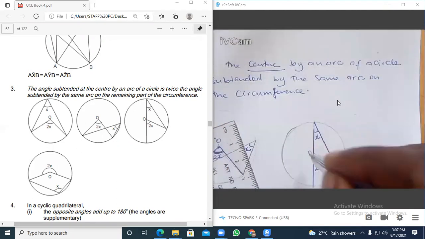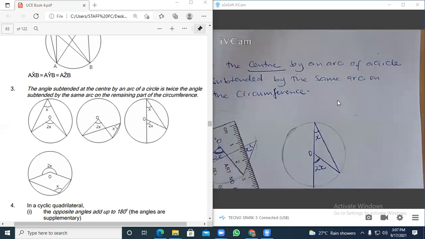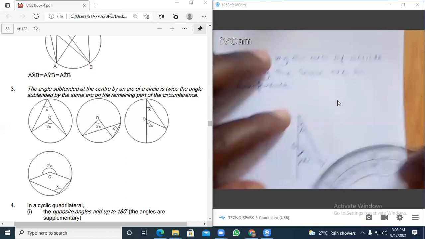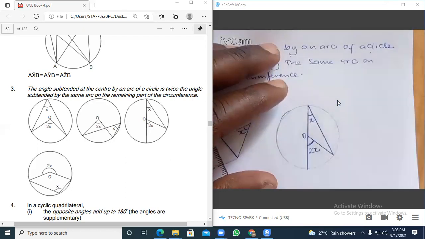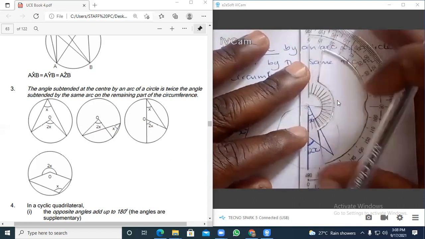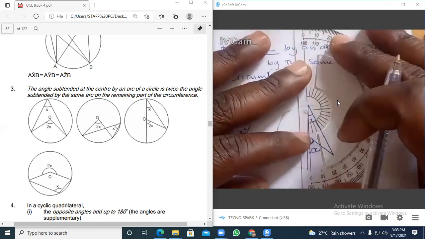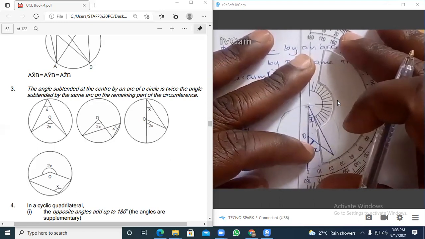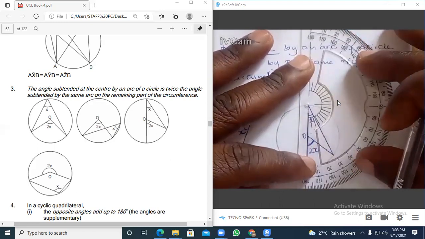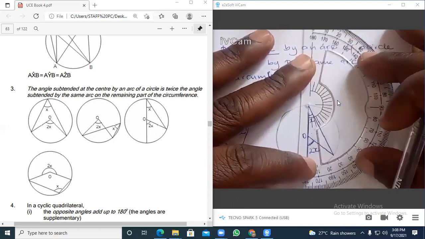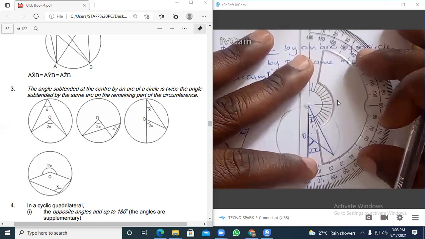That is point O. It must be at the center. Let us use a protractor and prove it out. And it must be of the same radius if you want to prove it out. The radius must be the same. So let me see. I don't like this protractor, members. So here the angle is giving me like this.